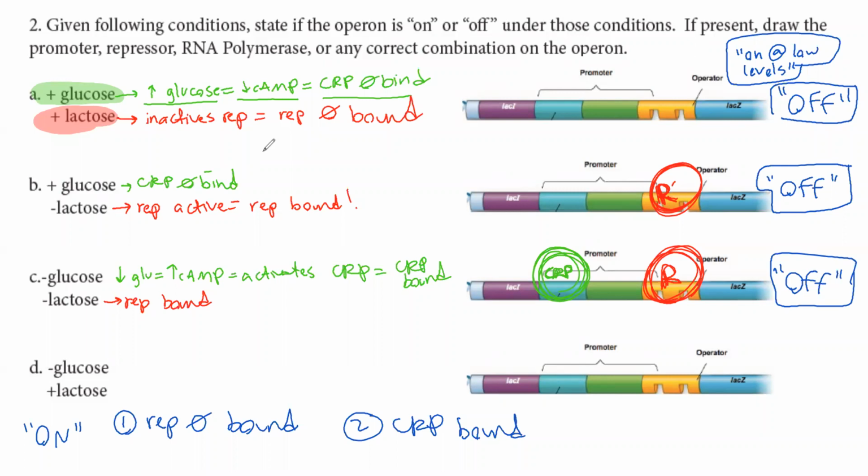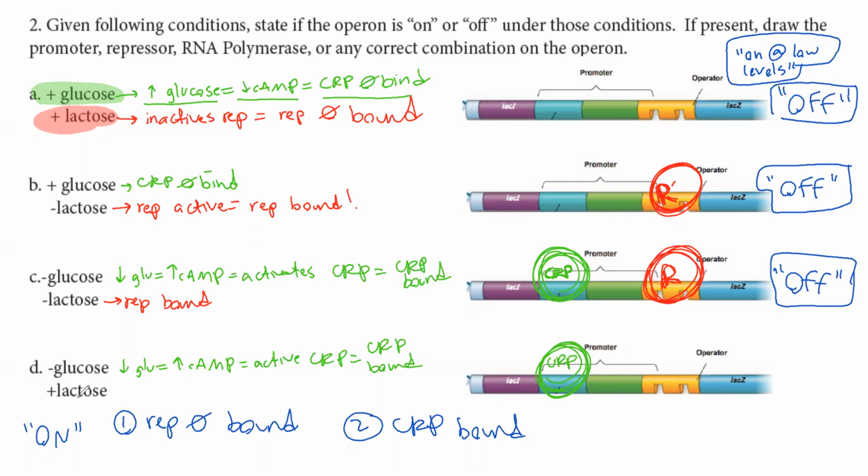All right, last but not least, I'm sure that these are all three off. You can see where this is going. But go and pause the video now and see if you can logic yourself into it. Why would it be on here? Anyways, we have low glucose, which means we have high cAMP, which means that we have active CRP, which means that CRP will be bound. So CRP will be bound to the promoter. Sorry, not CPR, CRP. Don't get those too confused.